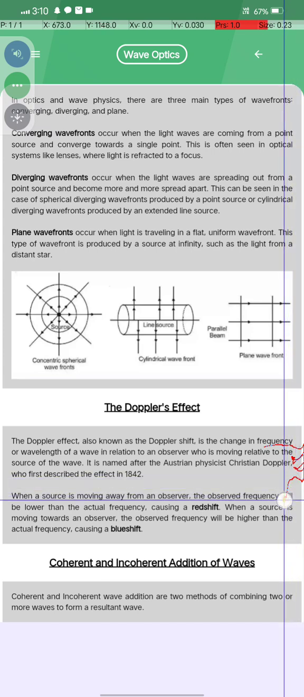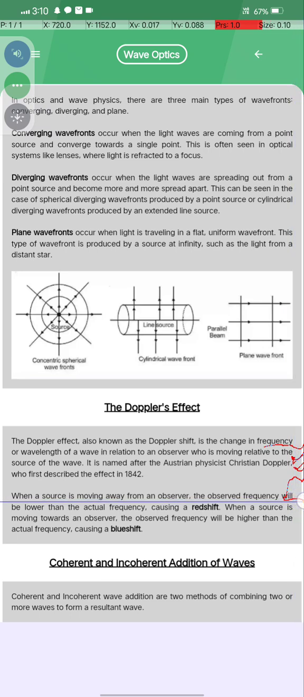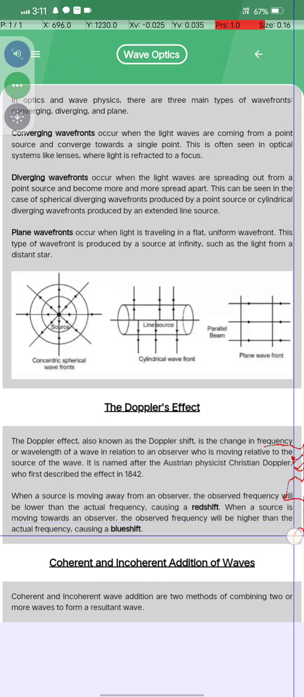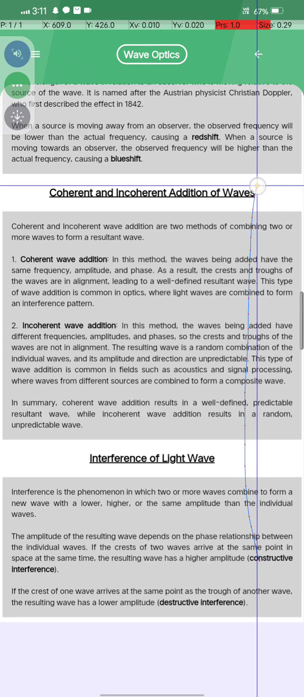When a source is moving away from an observer, the observed frequency will be lower than the actual frequency, causing red shift. When a source is moving towards an observer, the observed frequency will be higher than the actual frequency, causing blue shift.